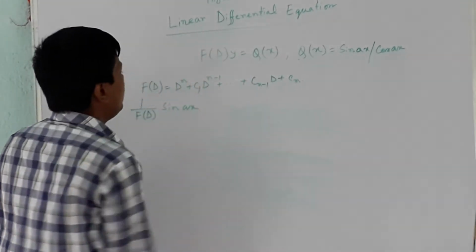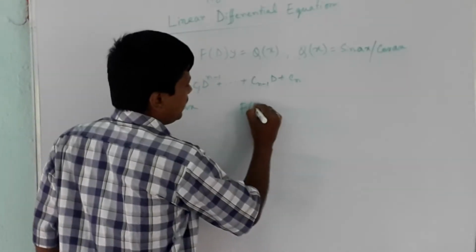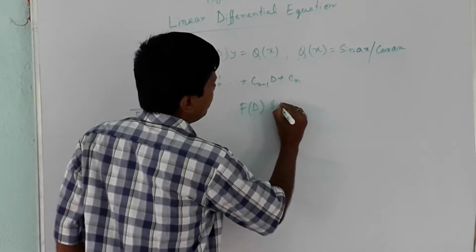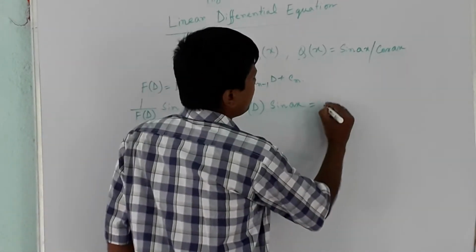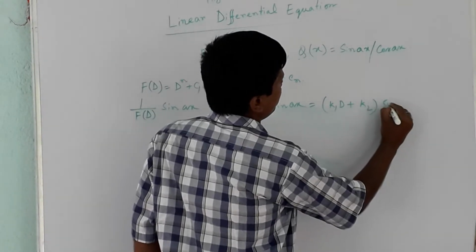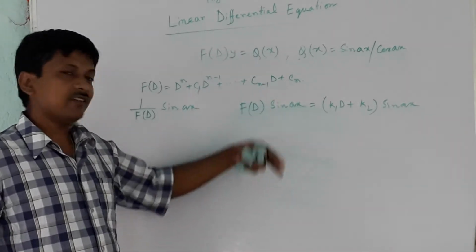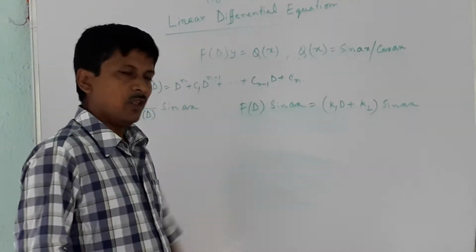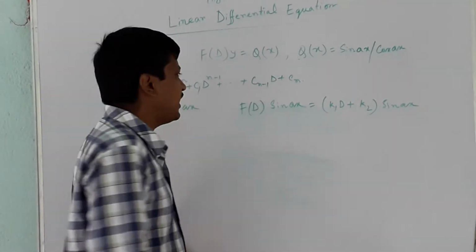Now applying this rule or logic, we get f(D) of sin ax in this format, that is (k1 D plus k2) sin ax. A similar result is also obtained for cos ax, so we show it only for the case of sin ax.